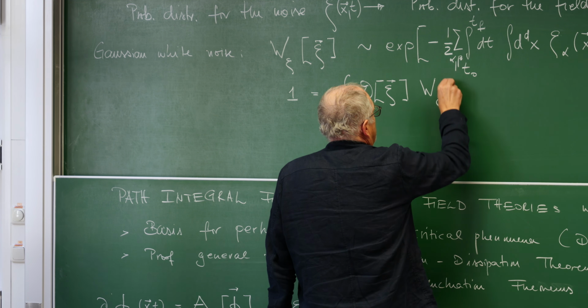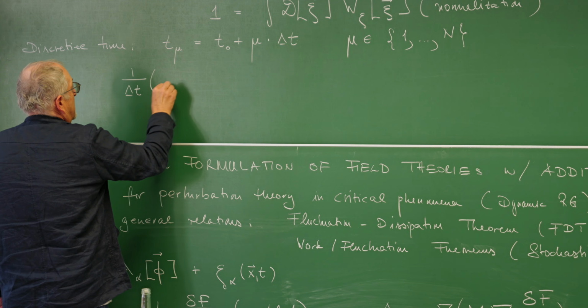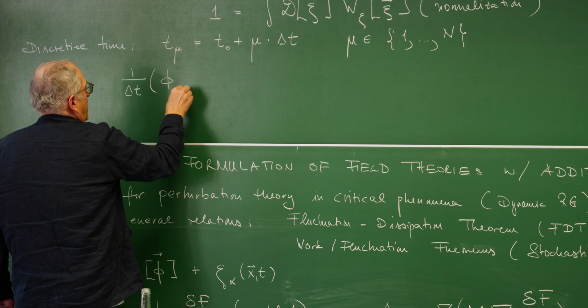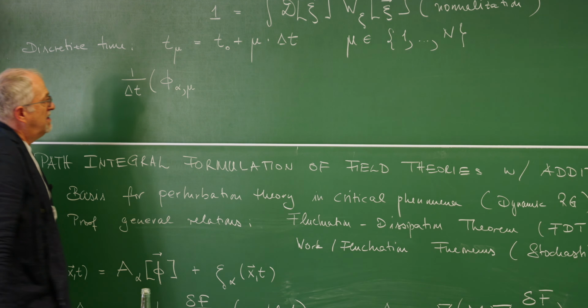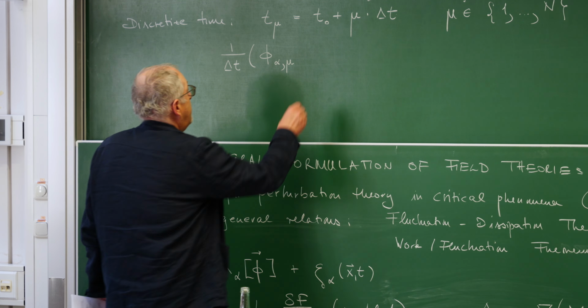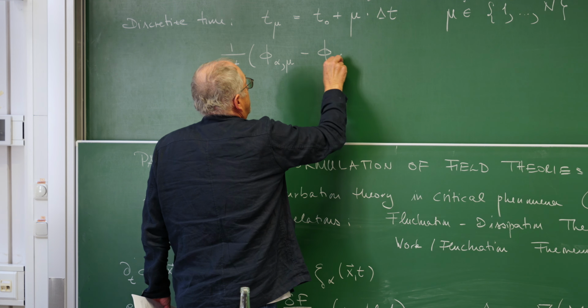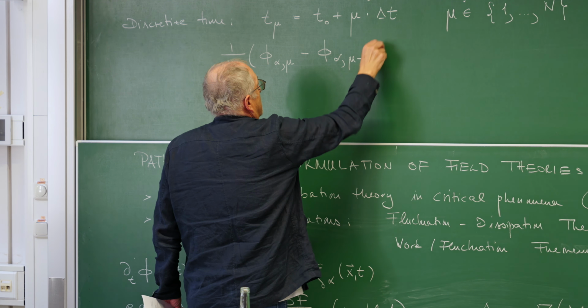And then what we can do is we write the Langevin equation in a discretized form. Now we have 2 indices. The first index alpha stands for the component of the field. You can also read into that the corresponding index for spatial position. And then on the left-hand side, I need to take the difference between 2 time points, mu and mu minus 1, and divide by delta t.